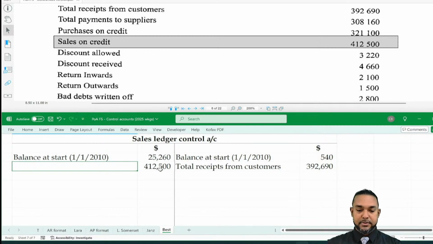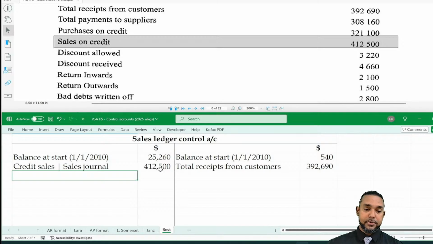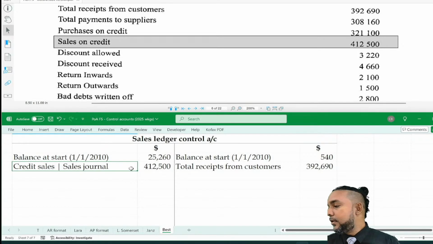So whatever you want to put, right? So sales, so credit sales, sales journal, right? You don't have to put both of those things. It's just to show you, hey, it's not only one correct thing you could write there.